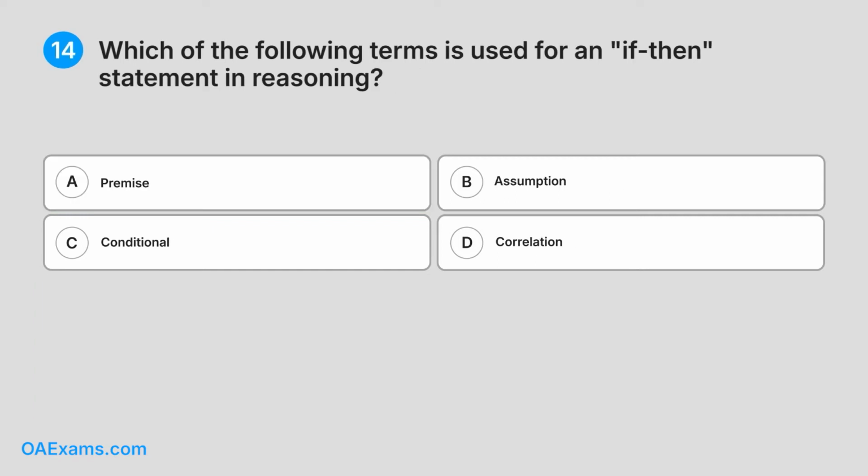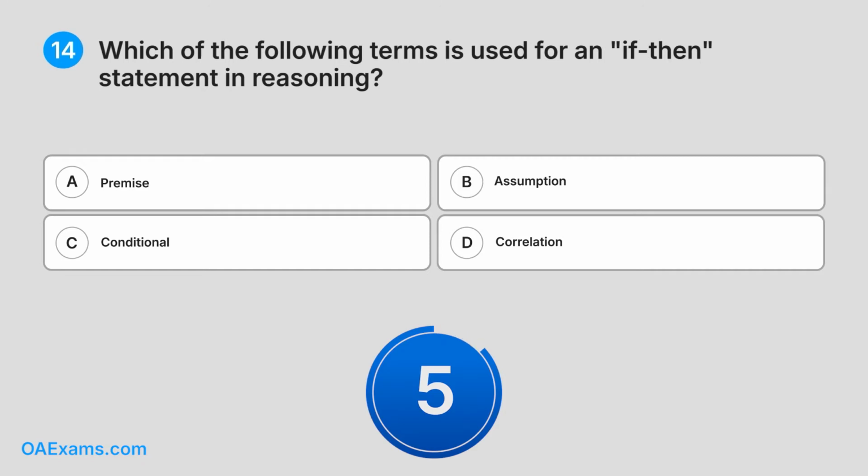14. Which of the following terms is used for an if-then statement in reasoning? A. Premise. B. Assumption. C. Conditional. D. Correlation. Do you know the answer?